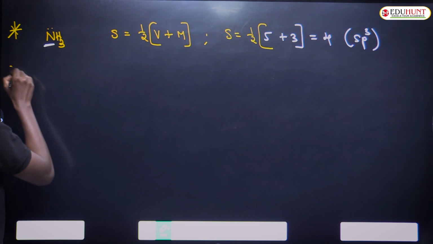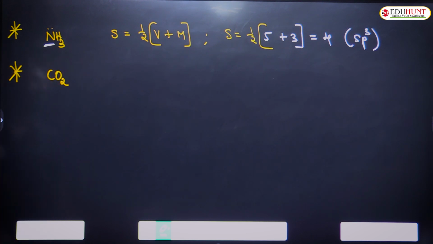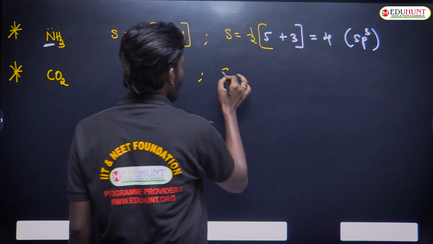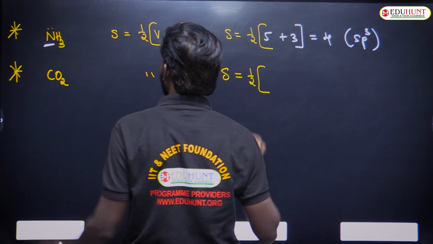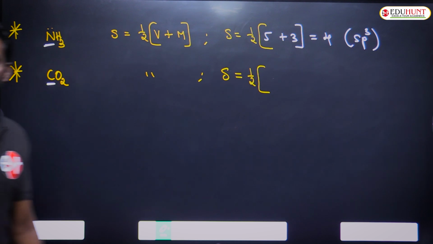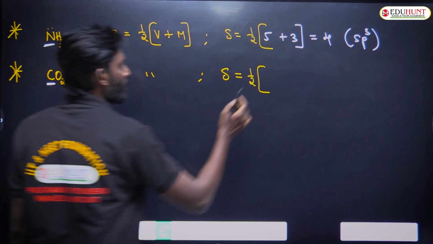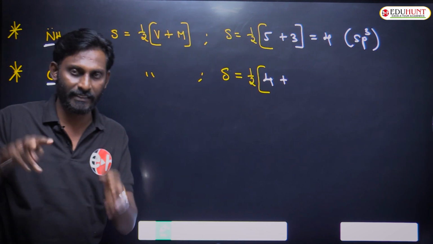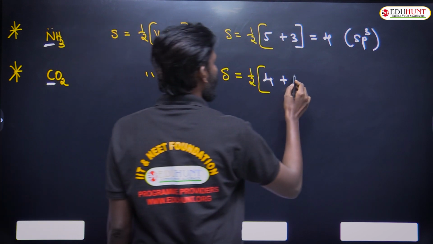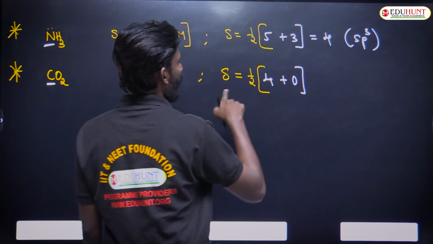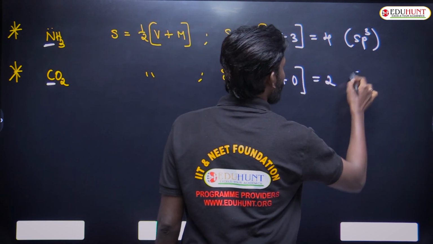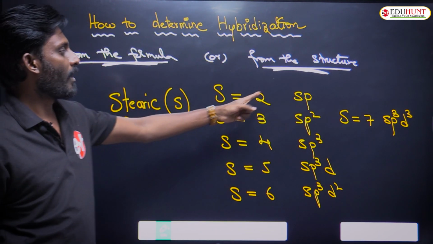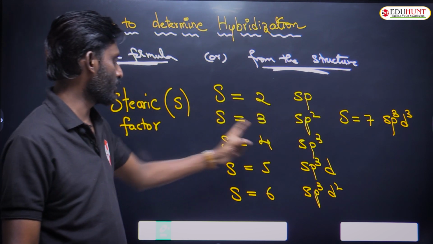Okay. Now, carbon dioxide. Again, it is a neutral molecule. Same formula, then apply the formula. Steric factor is equal to 1 by 2 times of the central atom, carbon, fourth group. That means the valence electrons are 4. 4 valence electrons plus monovalent atoms. M means monovalent atoms. Here oxygen is divalent. It can bond with 2 bonds, right? Monovalent atoms 0. Now the S value is found to be 2. If S value is 2, then the hybridization is sp. I have told you already. If the S value is 2, hybridization is sp. If it is 3, sp2. If it is 4, sp3, like that.